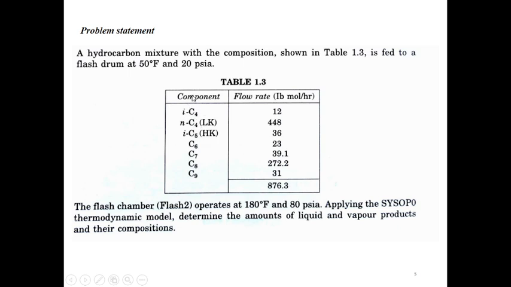Depending on the volatility, flashing will happen, and the property method is given as CISOF0. The temperature and pressure of the flash are also given. So try to simulate this problem and see the results that you are getting. This problem you can practice on your own. This is not much of a difficult problem.